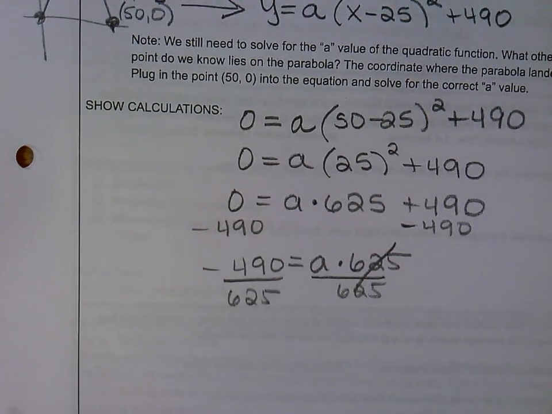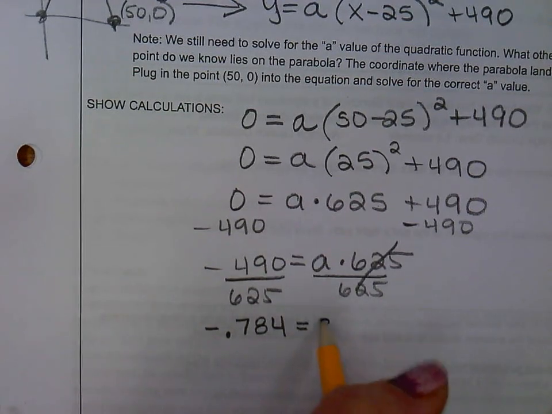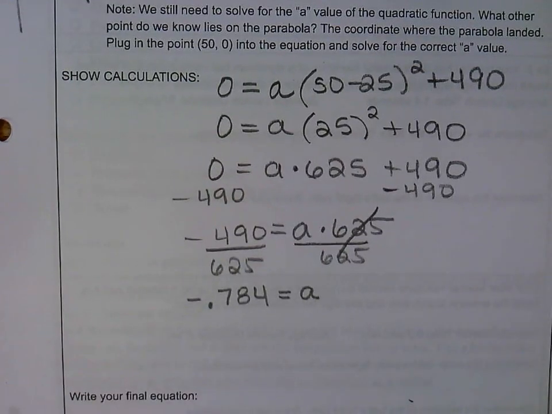Does this come out as a terrible decimal? Negative 490 divided by 625 is how much? Oh, it's not that bad. Negative 0.784 equals a. How did I know a should have been negative? Why does it make sense that a is negative? I didn't know that a was going to be 0.784, but how did I know a was negative? It's concave down, right? If a was positive, what would my parabola look like? Concave up. So I hope you know that part.